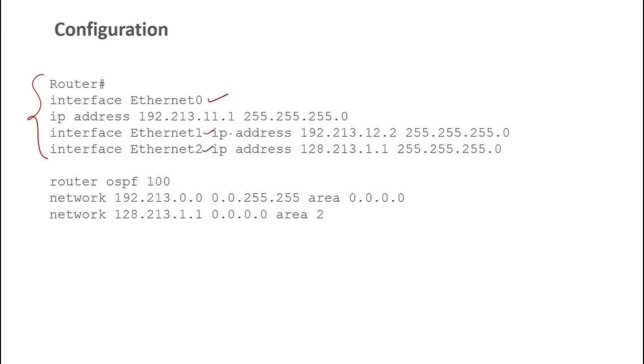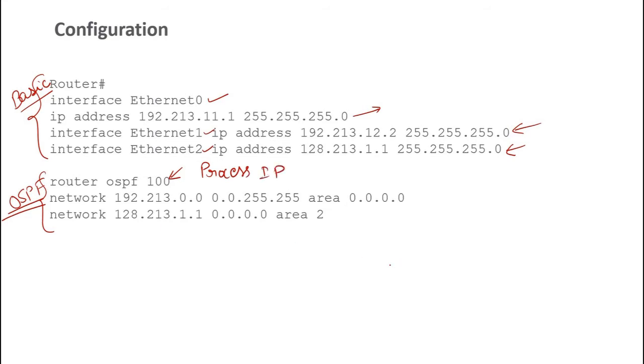So now what you are going to do: first just assign the IP addresses to all the interfaces. And once you assign the IP addresses, you just give this command on the router. This is the OSPF part, because this is the basic configuration, I should say. And for OSPF, the command we give is router ospf 100, and this 100 is the process ID.